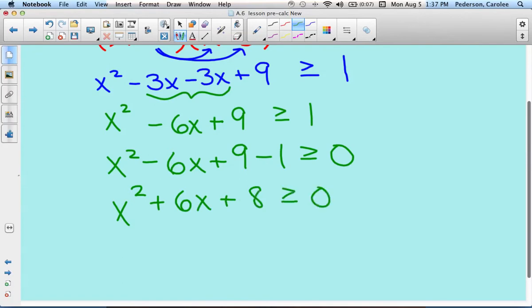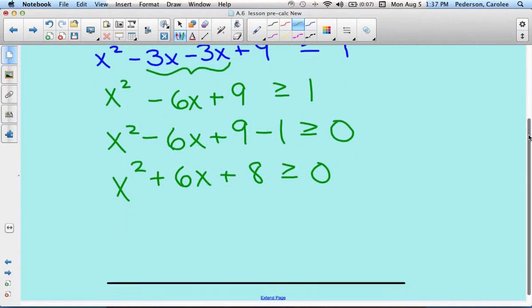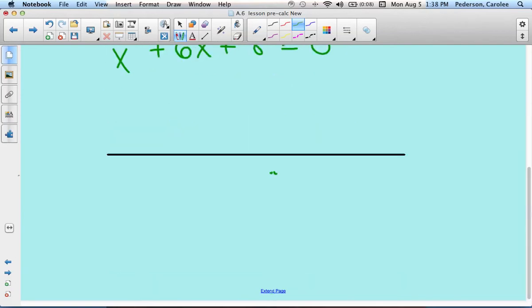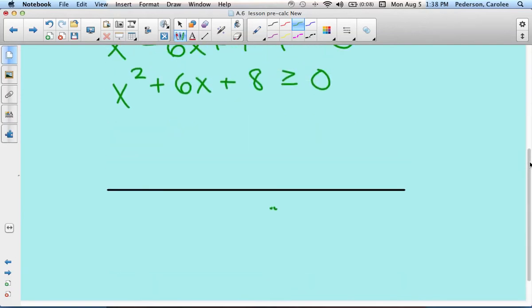Now we have it in standard form and we want to factor it. Remember in our rules of factoring, this is a trinomial, the leading coefficient is 1. So we want to use the chart method of factoring. So maybe off to the side, you'd say, what are the factors of C, which is 8, that add to B, which is 6? So you list off all the different factors of 8.